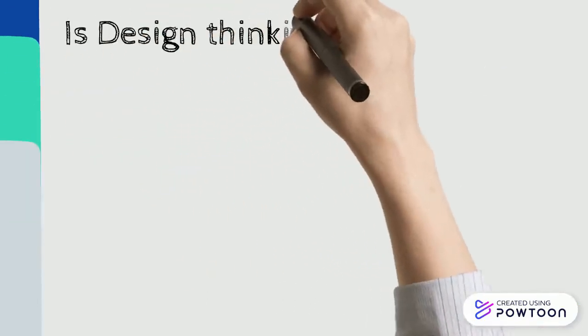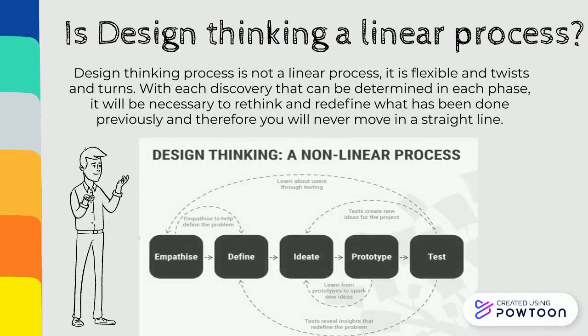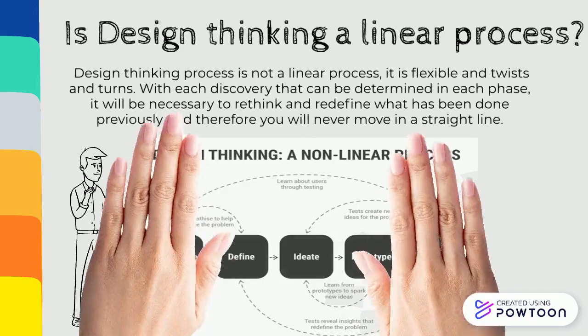So, is design thinking a linear process? Although it's possible to see a very logical sequence with an established order, the design thinking process is not a linear process. It's flexible and twists and turns. With each discovery that can be determined in each phase, it will be necessary to rethink and redefine what has been done previously, and therefore you will never move in a straight line.